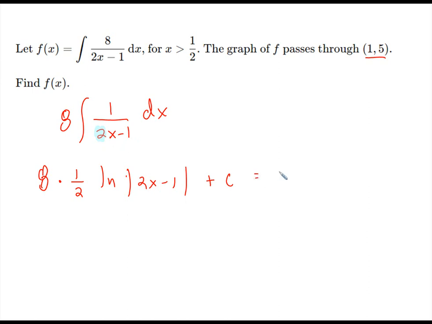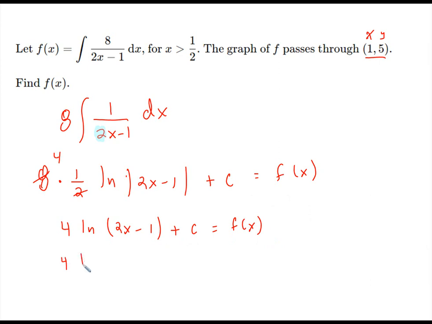So we know this equals f of x, right? So the 2 and the 8 simplify. So we end up with 4 natural log of 2x minus 1 plus c is equal to f of x. And since they give us this coordinate, this is our x and y, we can plug it in here to solve for the c.